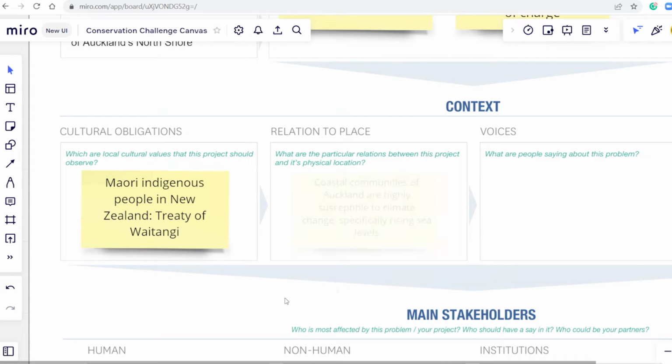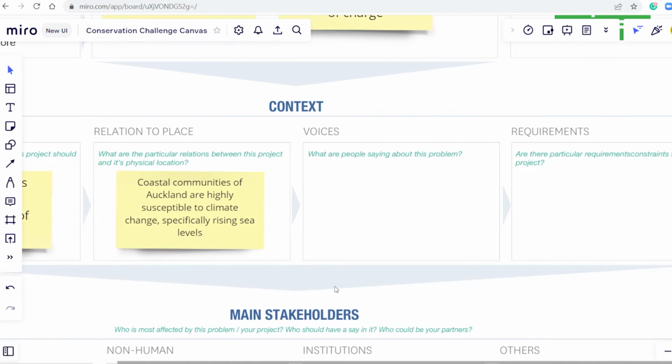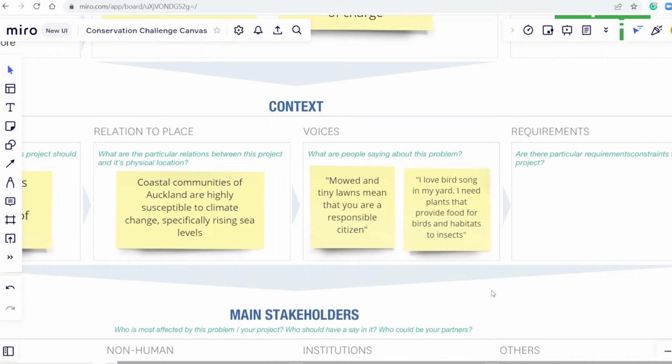Working in a specific physical context will present specific challenges, so try to think about these relationships. For example, coastal communities of Auckland are highly susceptible to climate change, specifically rising sea levels. Then try to capture different voices that you've heard about this problem. You might want to explore conflicting opinions, such as, mowed and tidy lawns mean that you're a responsible citizen. Or, I love birdsong in my yard. I need plants that provide food for these birds and habitat to insects.